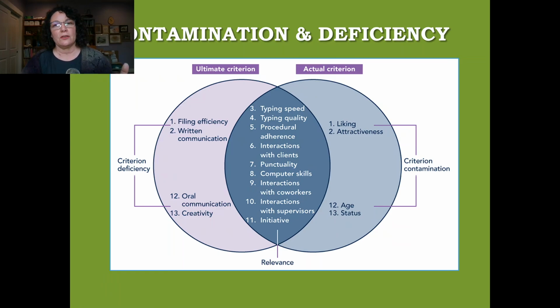We try to avoid criterion deficiency when it is something that is knowable, that it's part of the ultimate criterion, and measurable. I think if we can measure typing speed and typing quality, I'm pretty sure that we could tap into filing efficiency. The other two, written communication and oral communication, are kind of subjective. But maybe with care, we could develop a work sample or something like that that would allow us to tap into those things. And then creativity, that's another one that's really subjective, right?